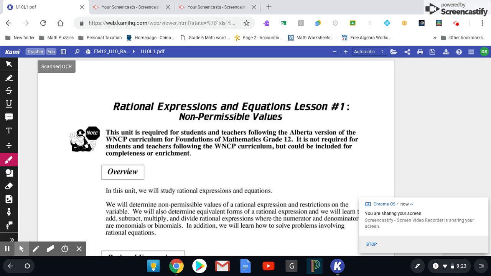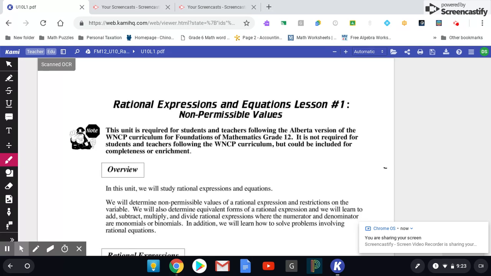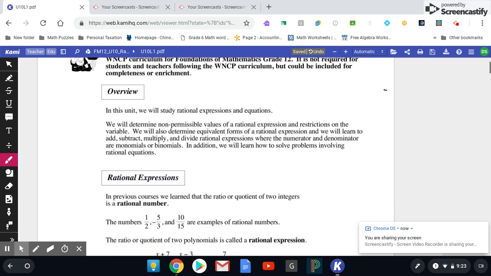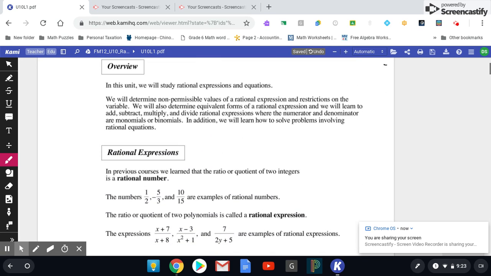And while you're going there, I will just give you an update of what we're going to be doing. In this unit, we will study rational expressions and equations. We will determine non-permissible values of a rational expression and restrictions on the variable. These non-permissible values are what we're going to study today.